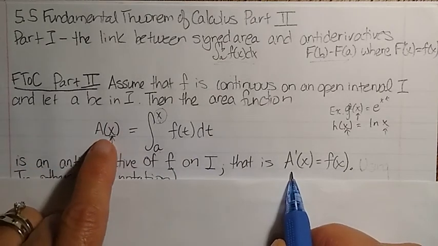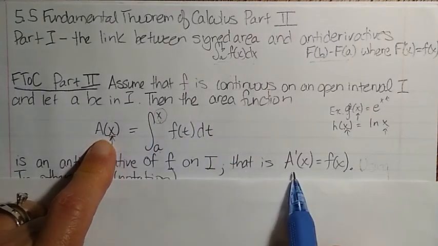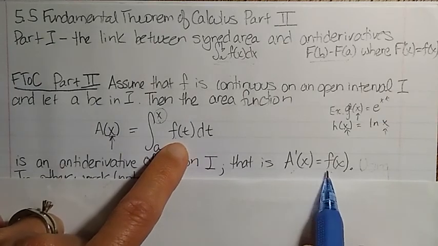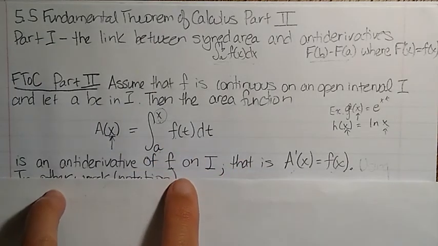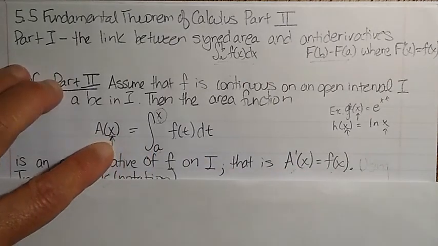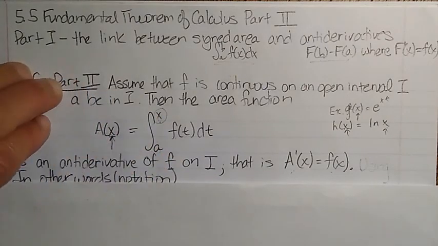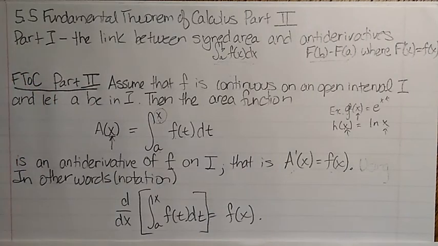That is, if we differentiate this definite integral looking thing, what we get is f. When we take the derivative of an area function defined this way, we get the integrand evaluated at x. In other words, in other notation, the derivative with respect to x of the area function, where the upper limit of integration is the variable that you're differentiating with respect to, is just f of x.